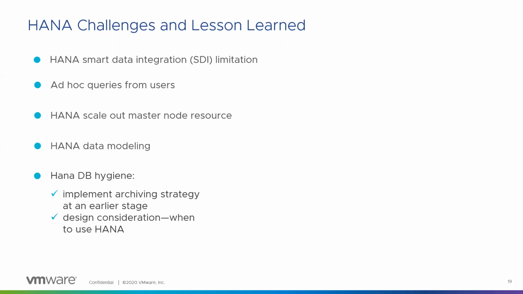Another lesson learned: the master node resource is very critical. If the master node is overloaded, users cannot even connect to HANA. In order to mitigate this issue, we limit the number of tables in the master node. We place most of the tables in the worker nodes instead.